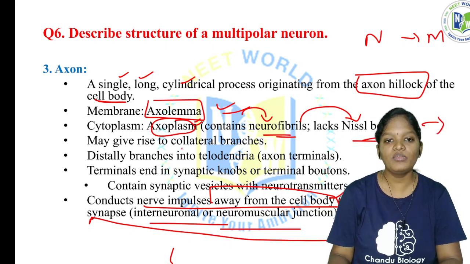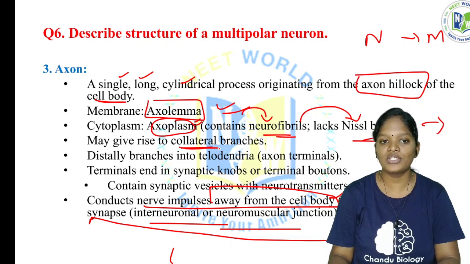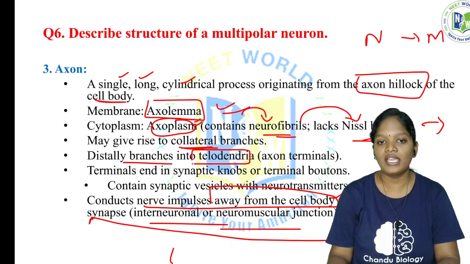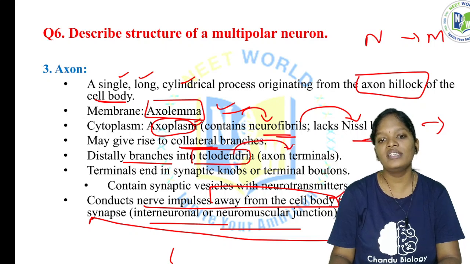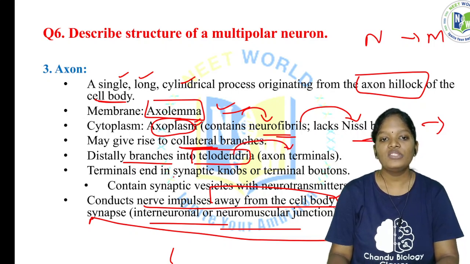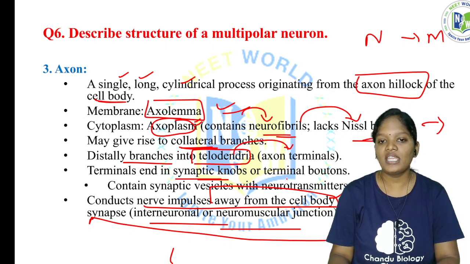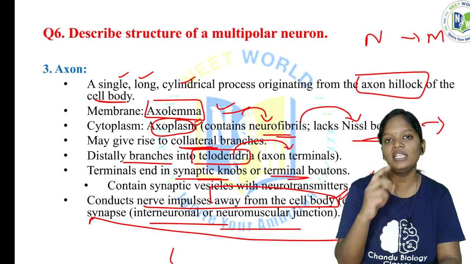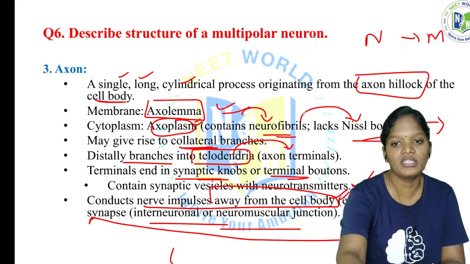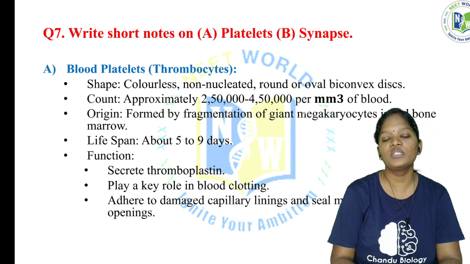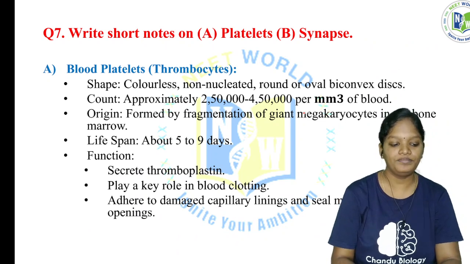The axon gives rise to collateral branches, and distally it branches into telodendria. This telodendria is called the axon terminals. At the terminal end we can see the synaptic knobs or terminal buttons. The synaptic vesicle is a vesicle inside which there are numerous neurotransmitters. Here the neurotransmitter will be acetylcholine.